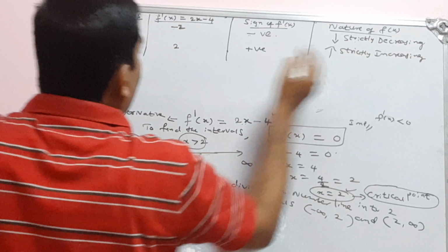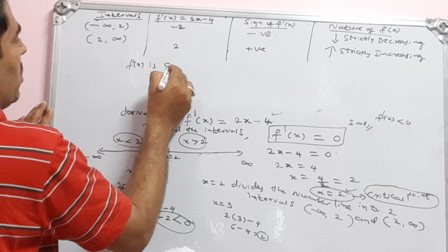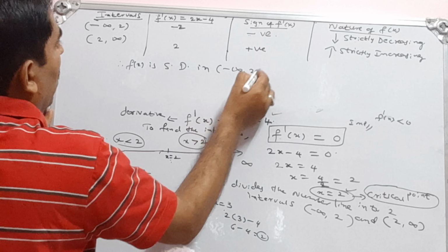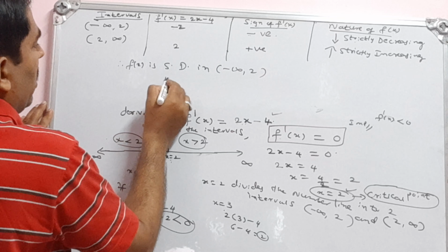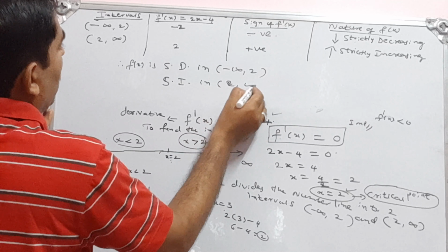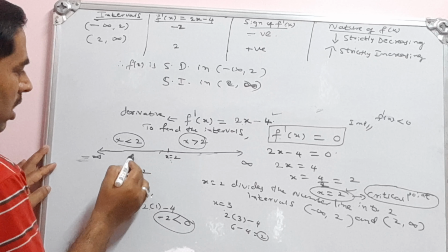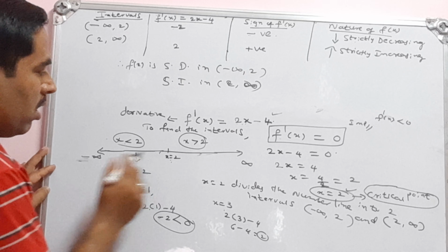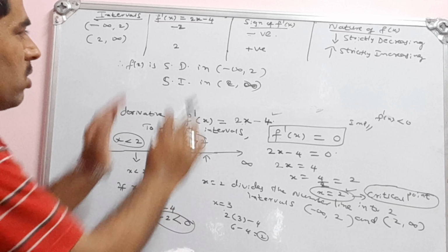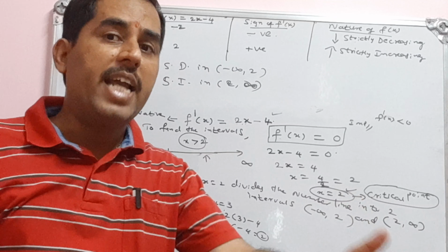The sign of the derivative is positive means it is strictly increasing. Therefore the function is strictly decreasing in this interval, and it is strictly increasing in this interval. Observe this carefully: 2 to infinity. In this interval it is decreasing, then in this interval it is increasing. Okay, so the problem is completed here. In this way we can make use of the derivatives.